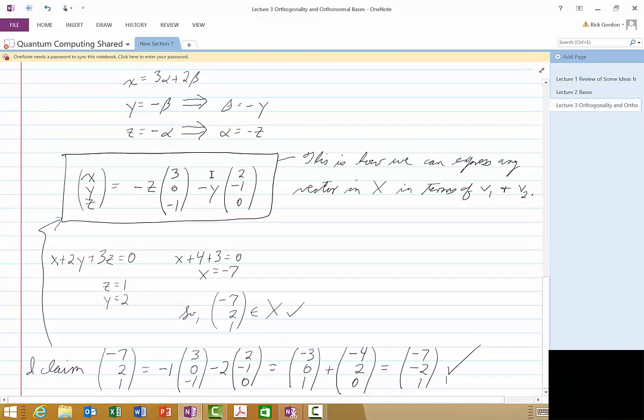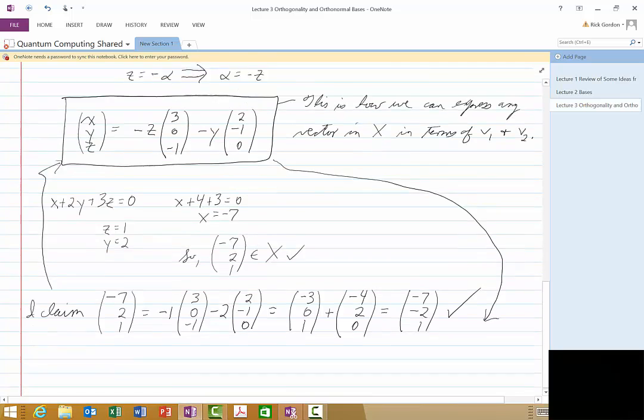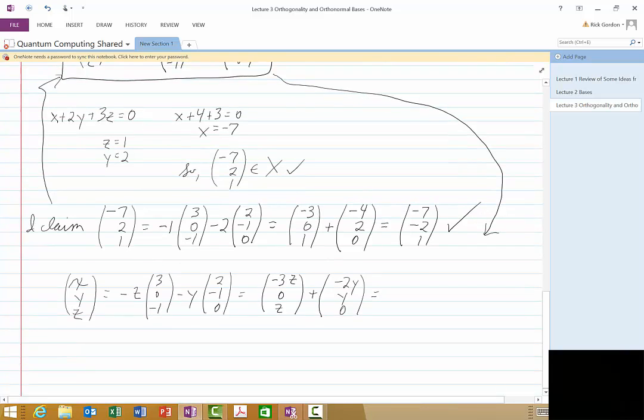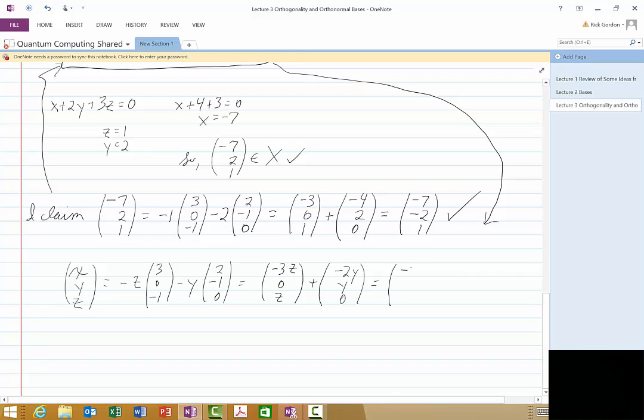Now let's come back down here to this formula, and you can see a little better why it works out. We have (x, y, z) equal to negative z times (3, 0, -1), minus y times (2, -1, 0). Now, why does this formula work? Well, let's investigate. The first vector is the same as (-3z, 0, z). And the second vector is the same as (-2y, y, 0). Now, when we add these two vectors together, we get (-2y - 3z, y, z).